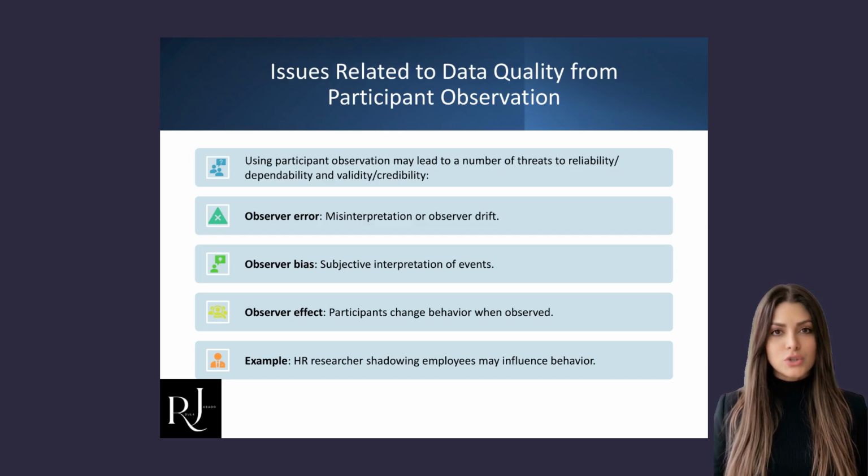To combat these, you need to be self-aware. You need to use techniques like triangulation, comparing your observations with other data sources like surveys or documents. You must constantly ask yourself, am I seeing what is really there, or am I seeing what I want to see? Reliability and validity in observation aren't guaranteed. They are earned through rigorous self-discipline and a constant commitment to objectivity. Acknowledging these pitfalls is the first step toward overcoming them and producing research that is truly credible.